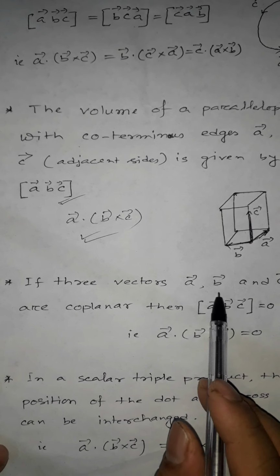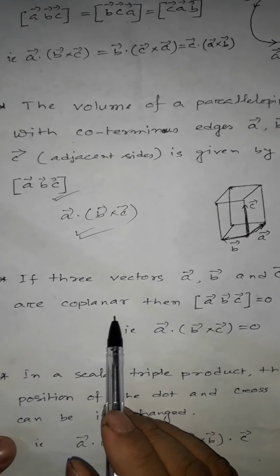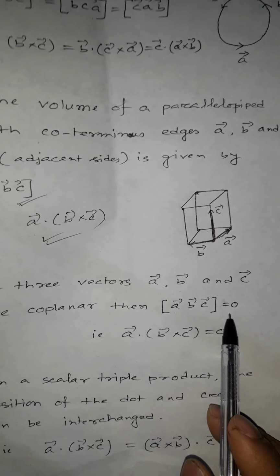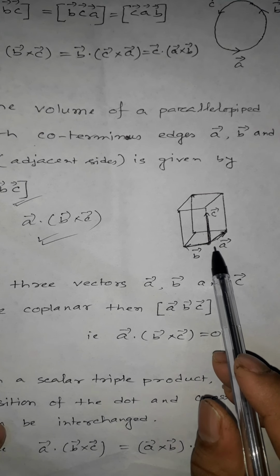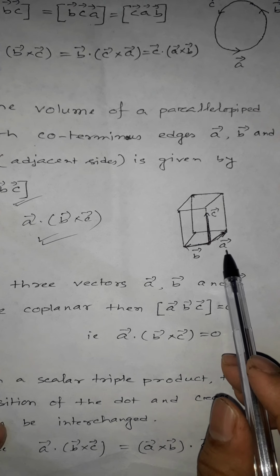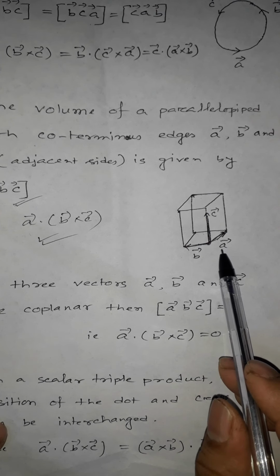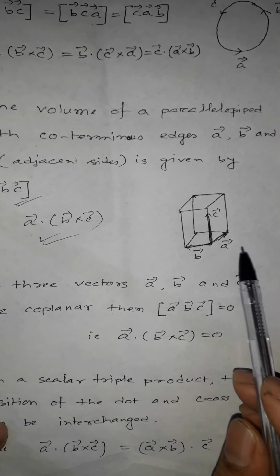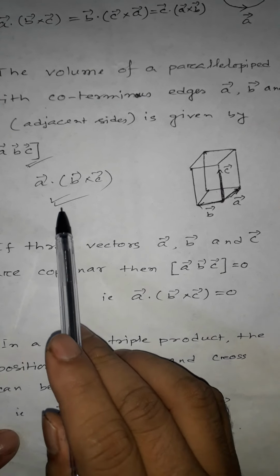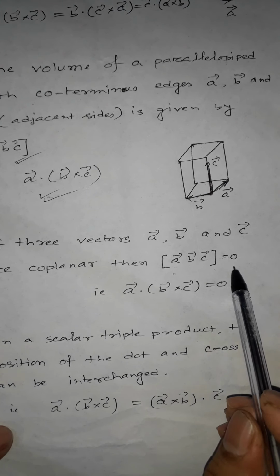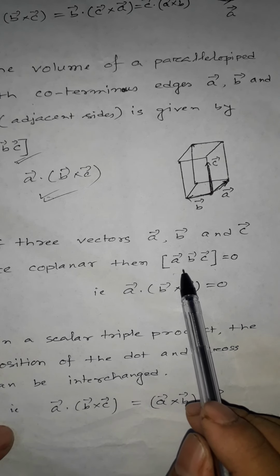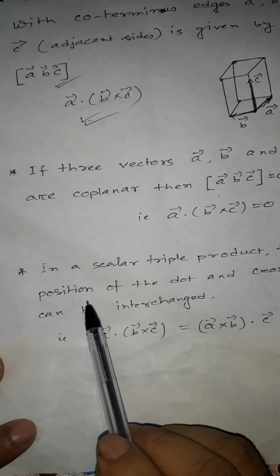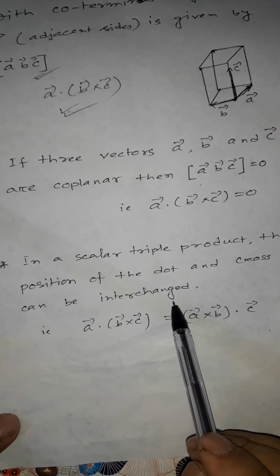If three vectors A, B, and C are coplanar, then the value of the product will be 0. That is, if these three vectors are coplanar, then the vectors will lie on the same plane. If the vectors lie on the same plane, they cannot form a parallelepiped. That is, volume will be 0. So the volume is given by the scalar triple product, so the scalar triple product will be 0 if the vectors are coplanar. That is, volume will not be there. Volume is 0.